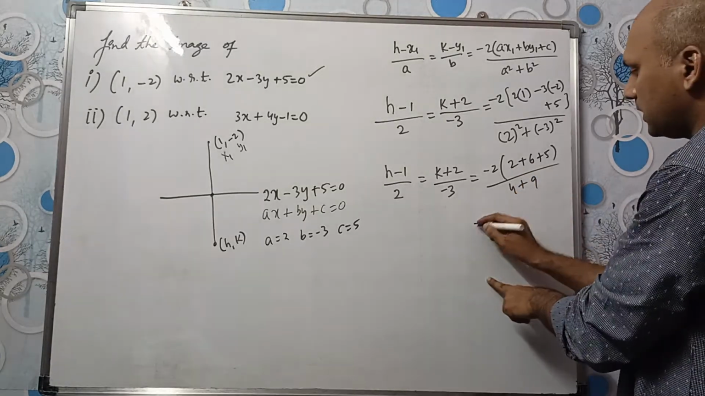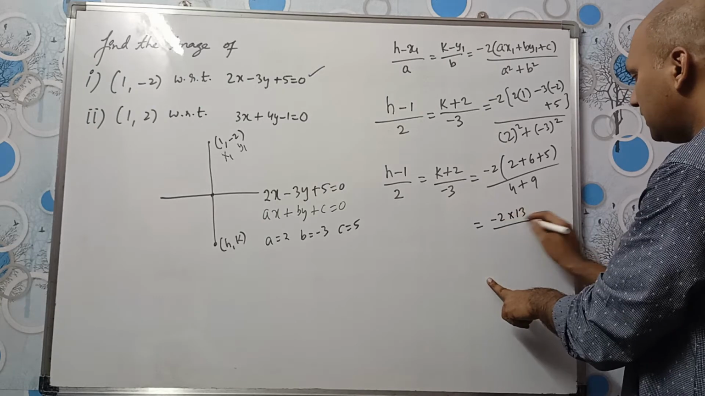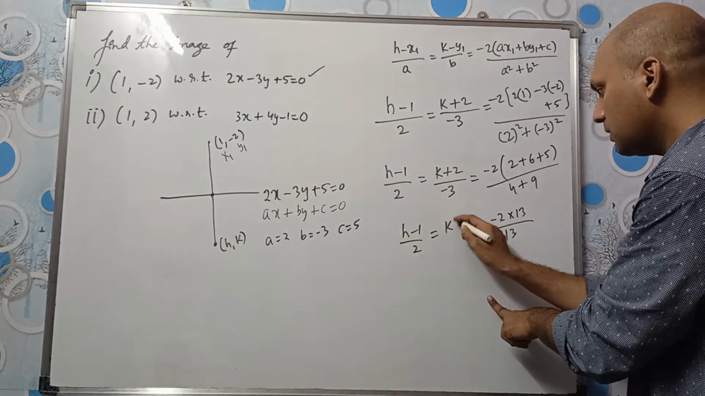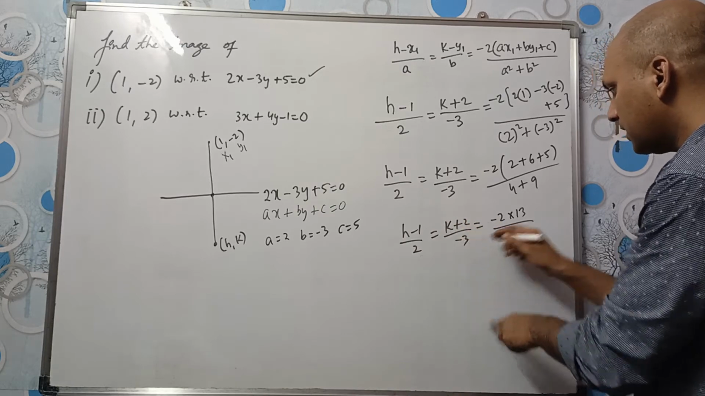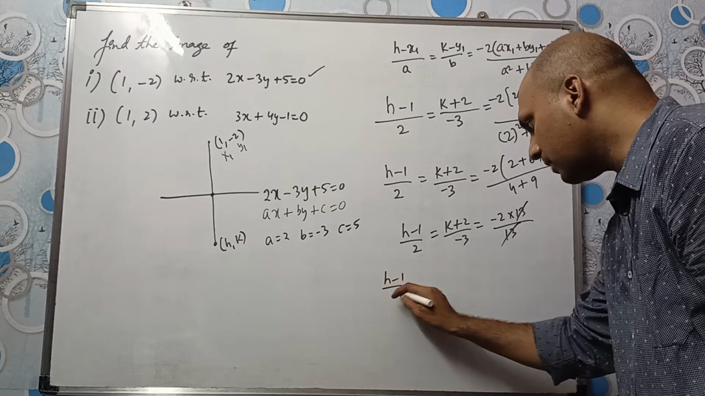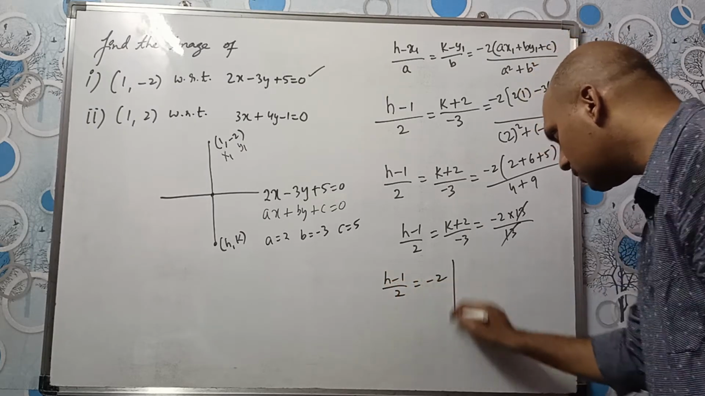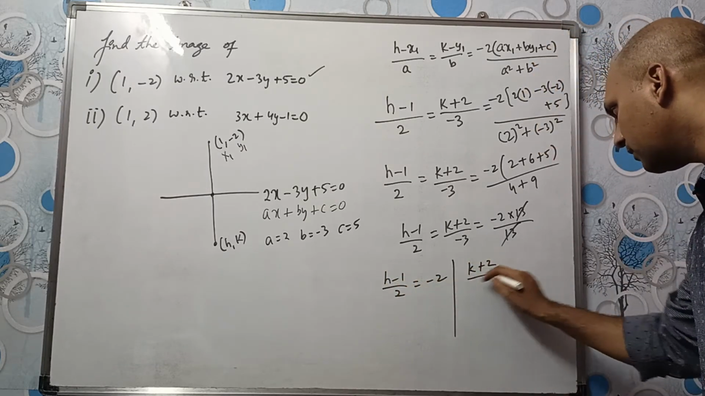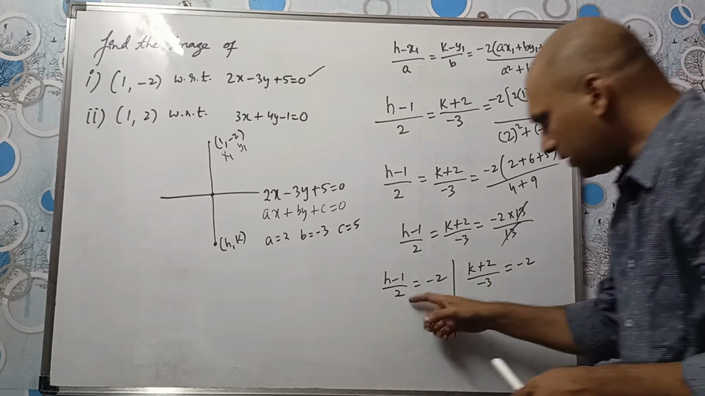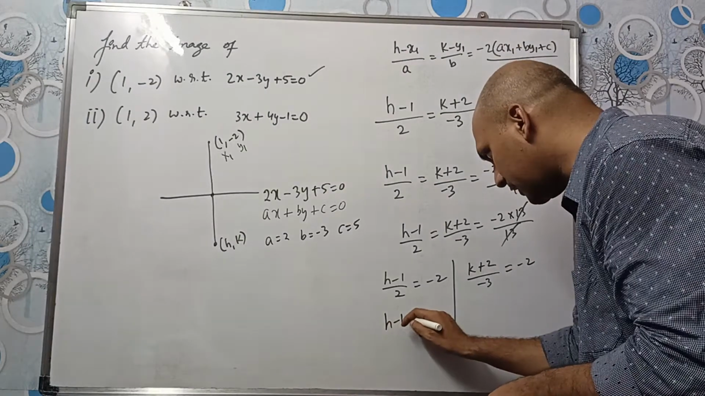So this is also 13. So minus 2 multiplied by 13 divided by 13. So (h minus 1) by 2 equal to (k plus 2) divided by minus 3. 13 will get cancelled, right? So (h minus 1) by 2 equal to minus 2, and (k plus 2) divided by minus 3 is equal to minus 2. Let us find h and k.